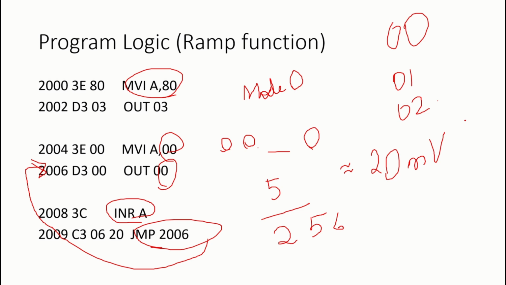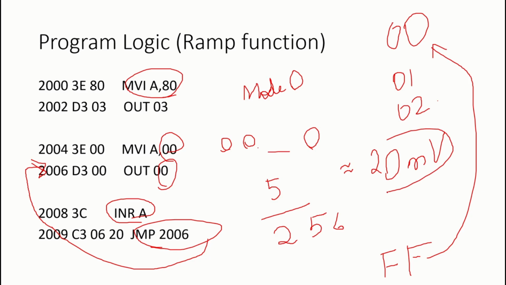Since the accumulator is 8 bits, the maximum value is FF. So when INR A increments FF, which is the final 8-bit hexadecimal number, what happens is it wraps around to 00 automatically because of overflow.